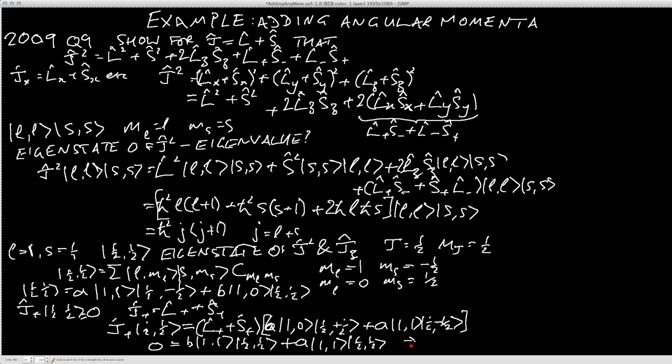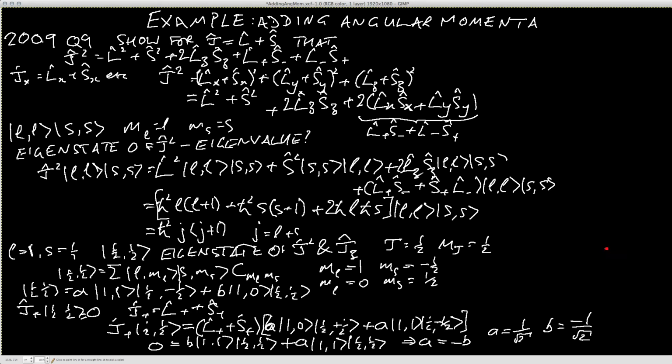So this tells us that A is equal to minus B, and therefore A is 1 over root 2 to get the normalization right, and B is minus 1 over root 2.